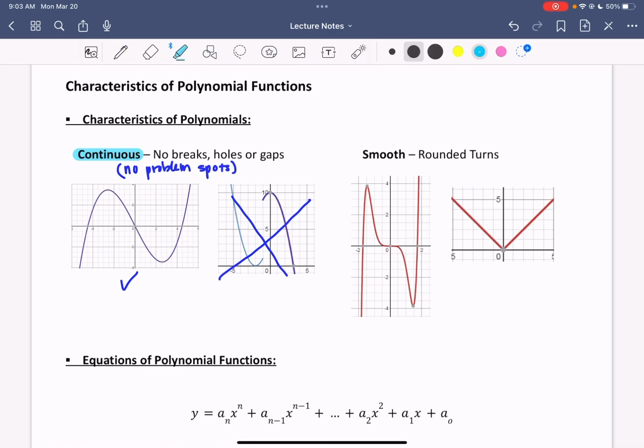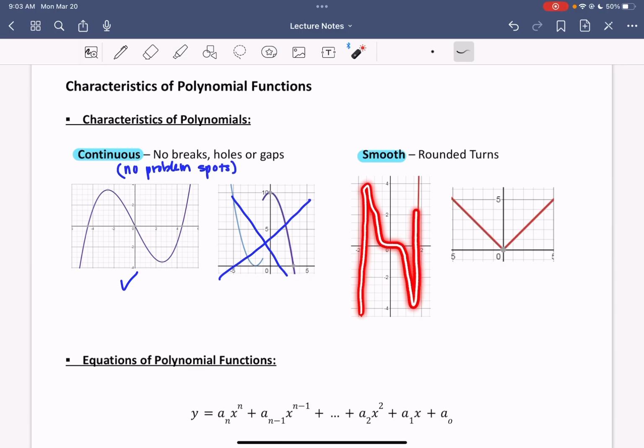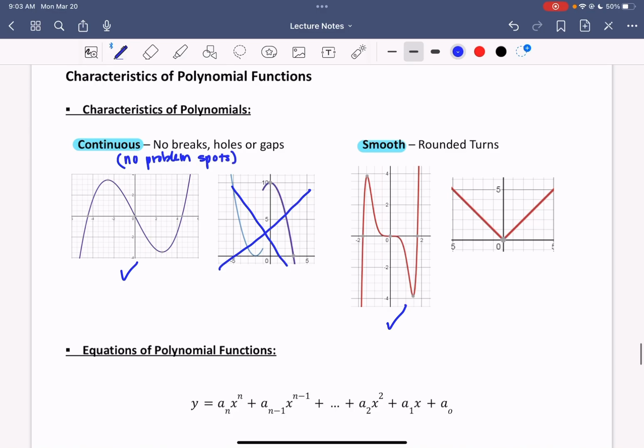Another characteristic that it has is that it's smooth. That means that it has rounded turns. So again, let's just look at how we would draw this function here. I come up and I would turn, come back down. Okay, a little bit turn, come back up, rounded turns. So this would be a smooth function, also polynomial.